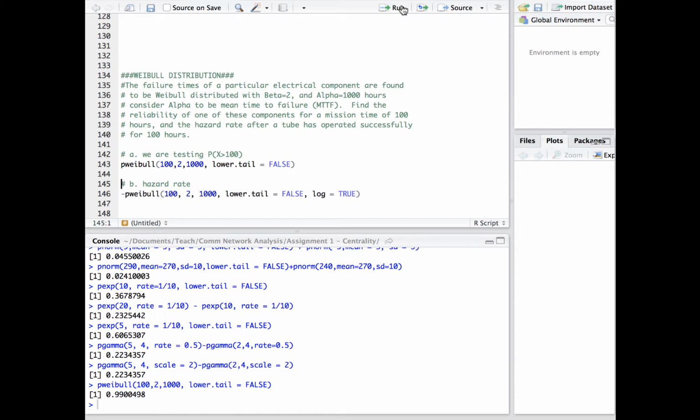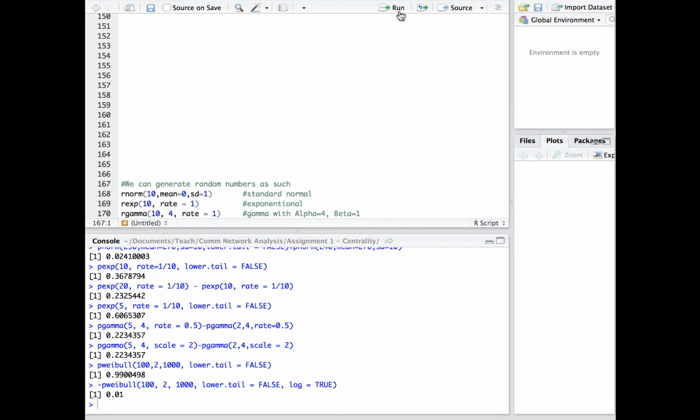Now for hazard rate, we discussed hazard rate in the lecture, and if you put up the distribution and work out the math, you will derive a hazard rate that looks something like this: negative pweibull of 100 hours, 2, 1,000, lower tail, and we're going to take the log, TRUE, and that will give us the hazard rate, which tells us that there is about 0.01 failures per 1,000.